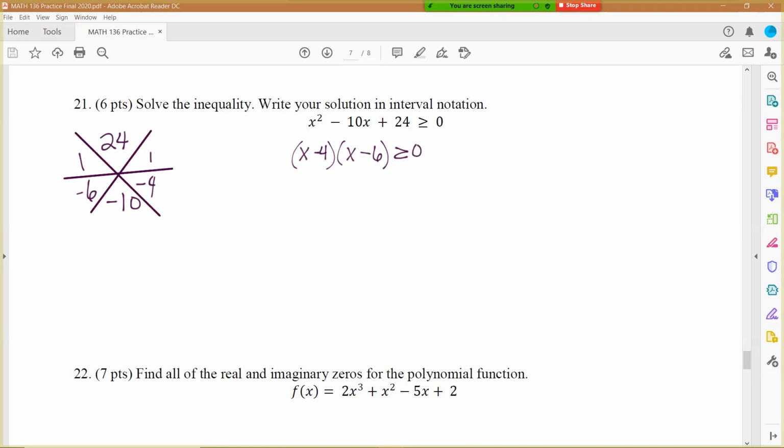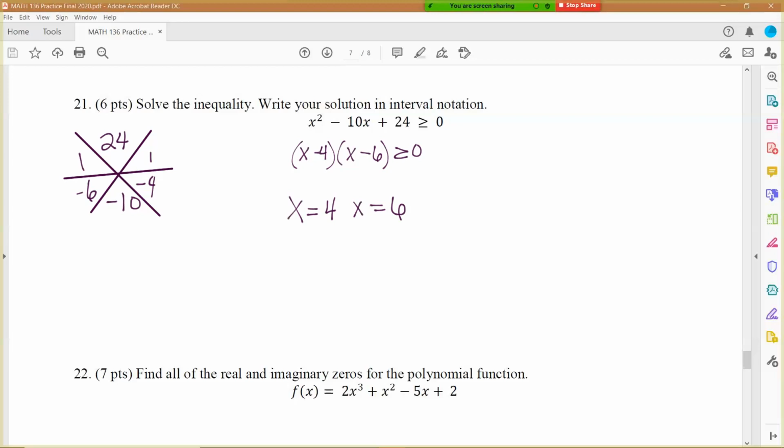Then we're going to set them both equal to 0. You get x equals 4, x equals 6. This is where things get tricky. So everybody okay with factoring, setting them equal to 0? You should be professionals at that by now.